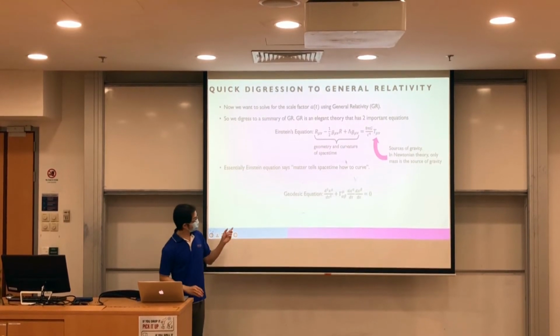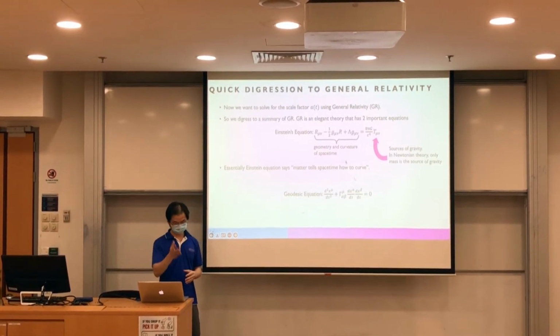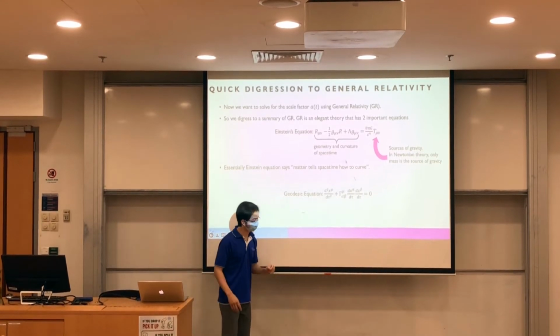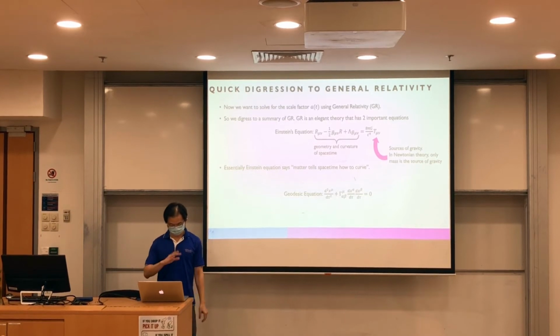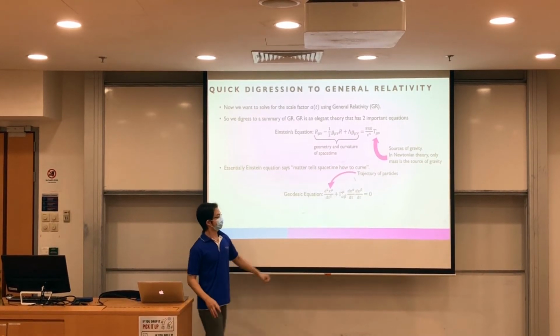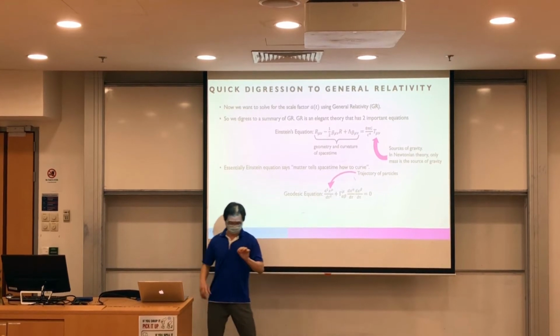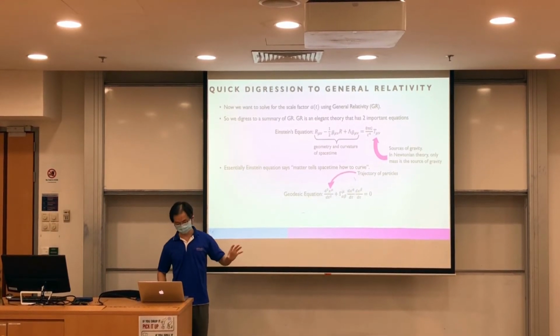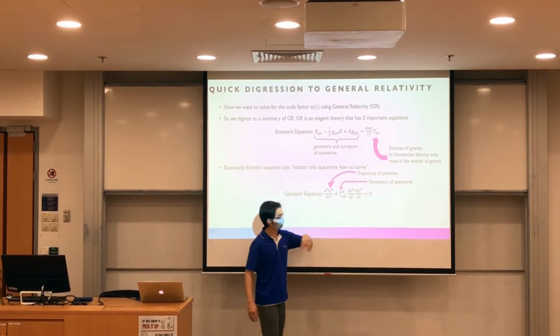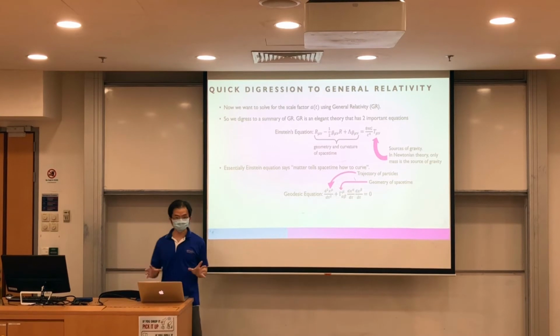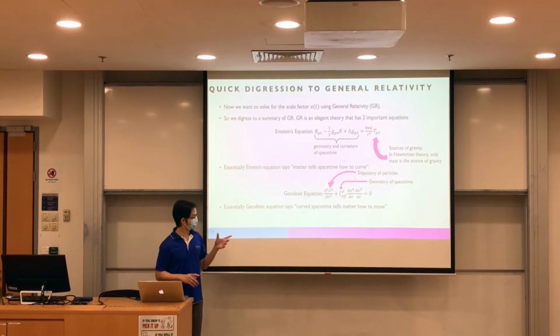Okay, so the second equation is called the geodesic equation. Just now somebody has mentioned this word. So again, a bunch of algebra there. Okay, let me just throw you the meaning. This X thing represents the trajectory of particles, and this capital gamma thing has the geometry of space-time inside. So in short, the meaning of this second equation is that curved space-time tells matter how to move.